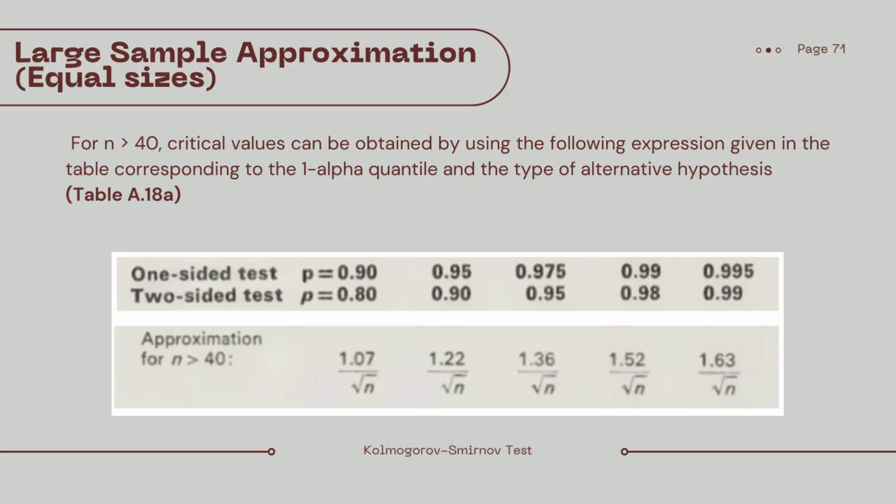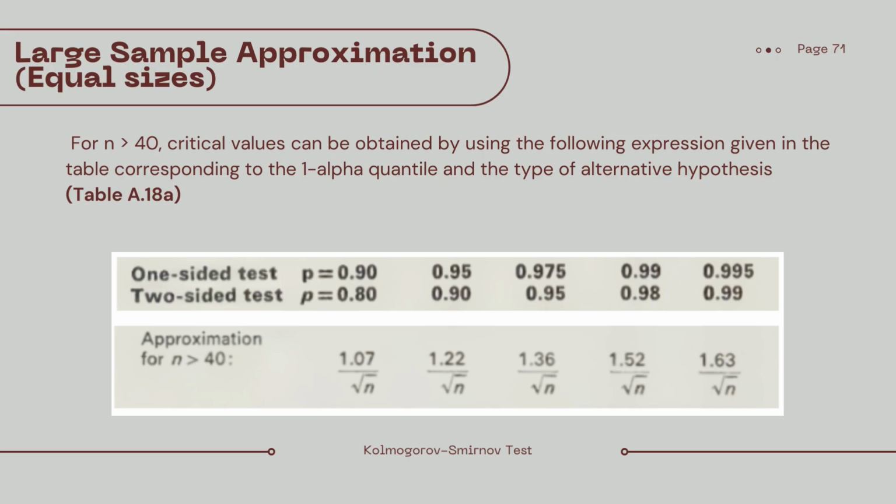Now let's move to large sample approximation for equal sizes. For n greater than 40, critical values can be obtained by using the following expression given in the table, corresponding to the 1 minus alpha quantiles and the type of alternative hypothesis. The table for this would be table 8.18a.